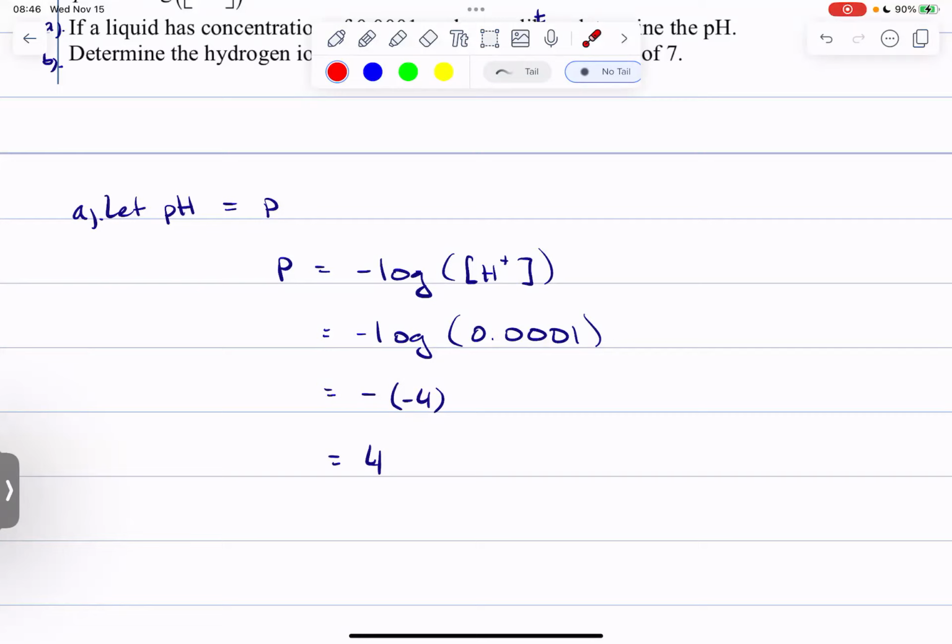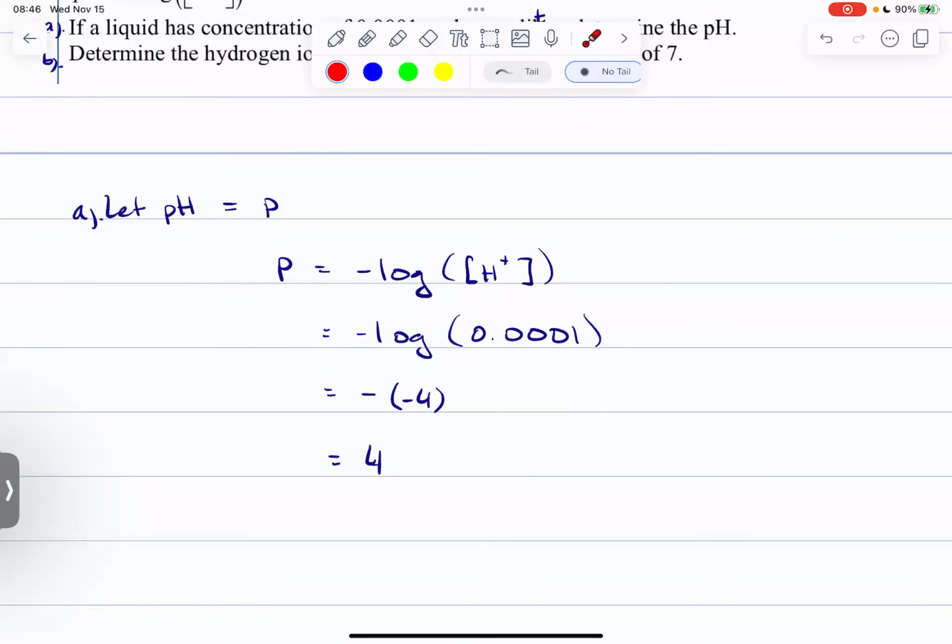Right. Let me just check. Of course, it's only giving me scientific notation. No, can't tell. Oh, I'm still getting statistics up here. Can I put negative log in my function? Yes.